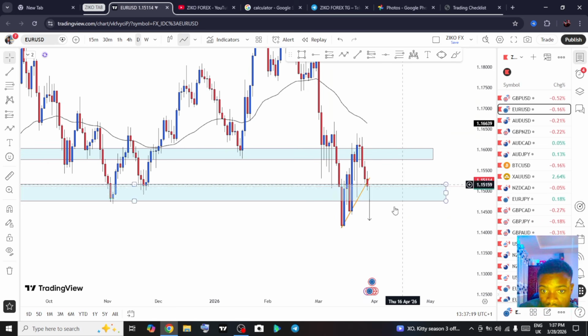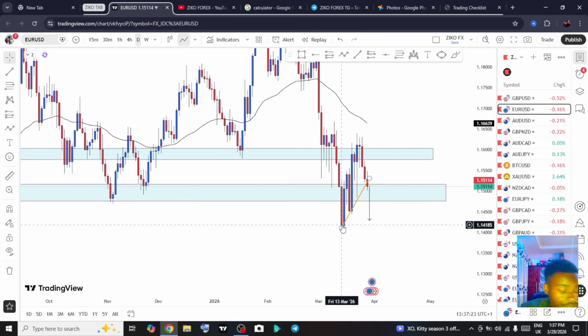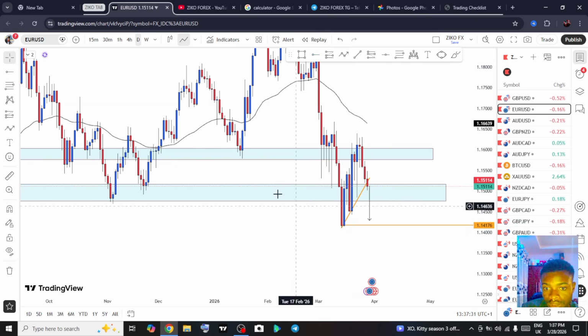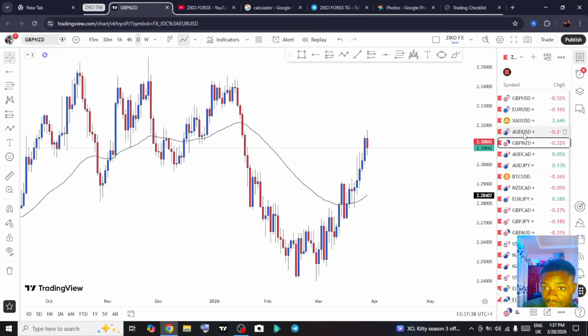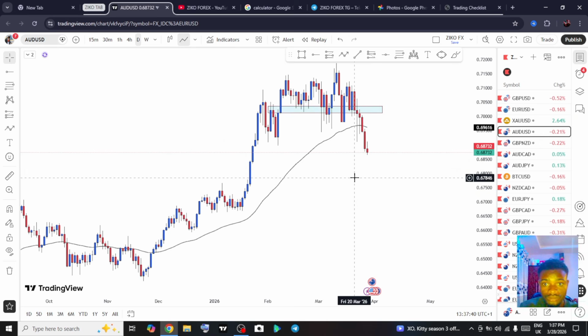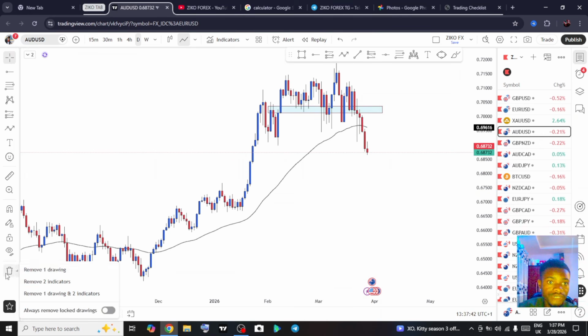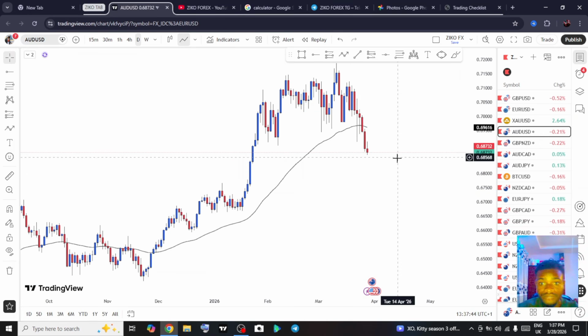Then where will we target? We'll target this low right here. So we'll target this daily low. I feel like this trade is very, very, very close. It's a very close trade, right? But again, that is what we are looking to see this week. Euro USD, AUD USD. Let's see what we have. All right, AUD USD, looking very, very clean.